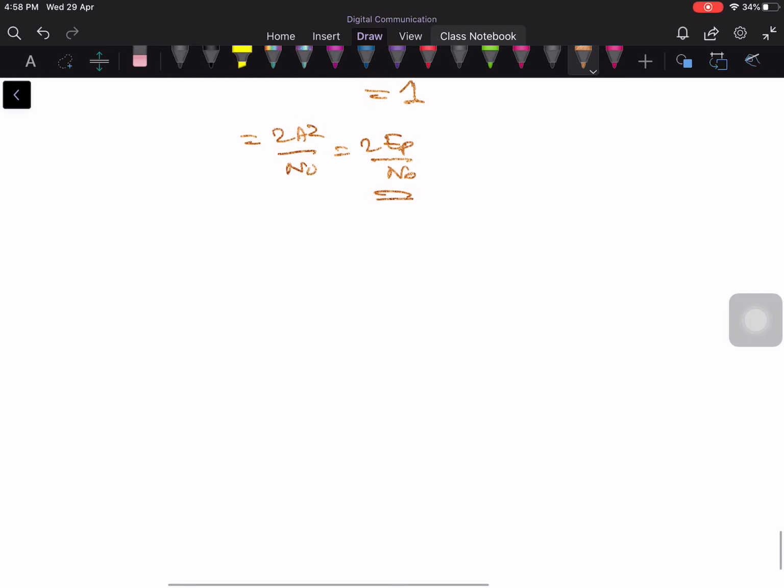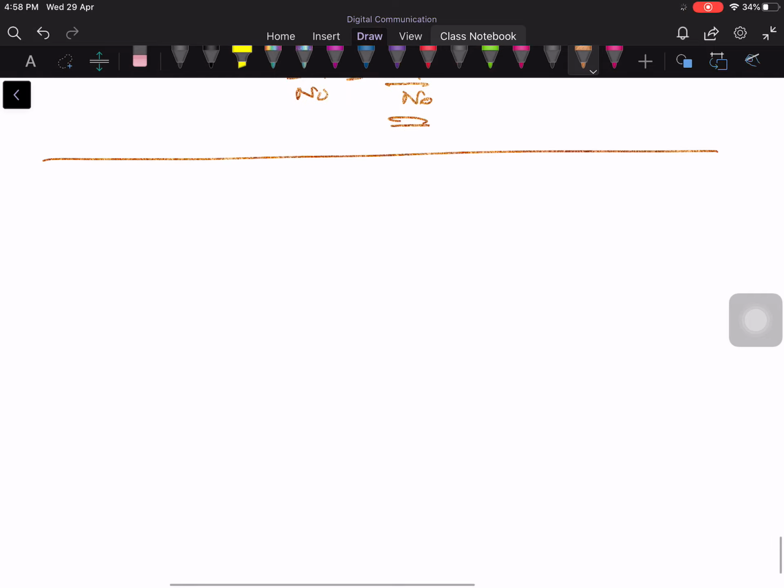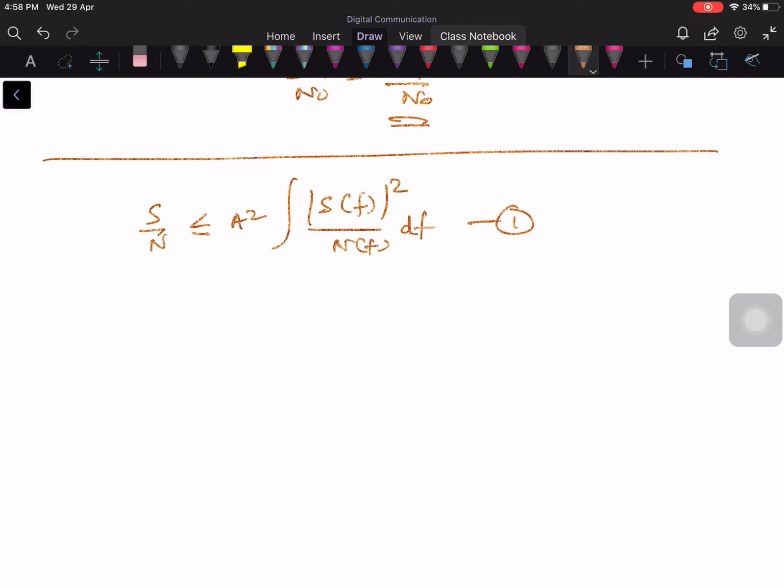Okay, so we have two expressions now. The first one is S by N is less than or equal to a square times the integral of mod S of f, squared, over N of f times df. This is, let's say, the more general case. And the second case is a special case. When I say special, that means I am considering white Gaussian noise. So this is going to be 2 times Ep by N naught.